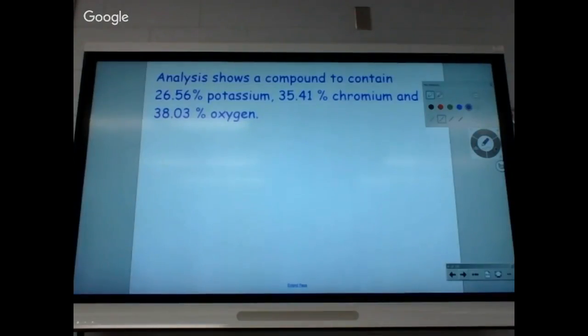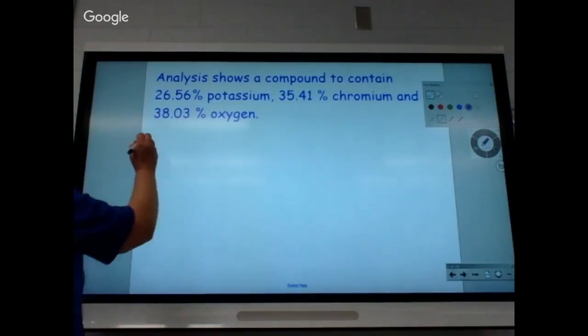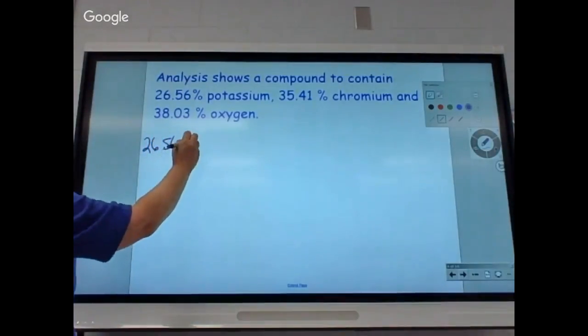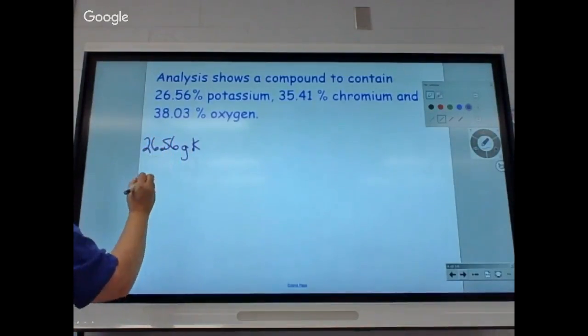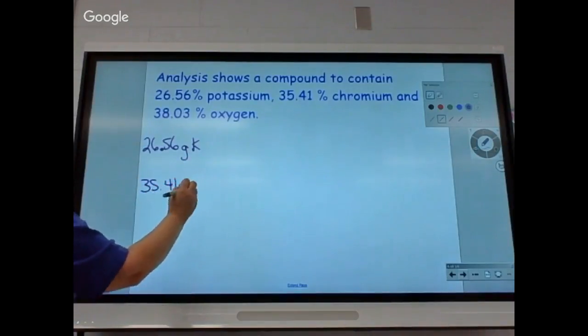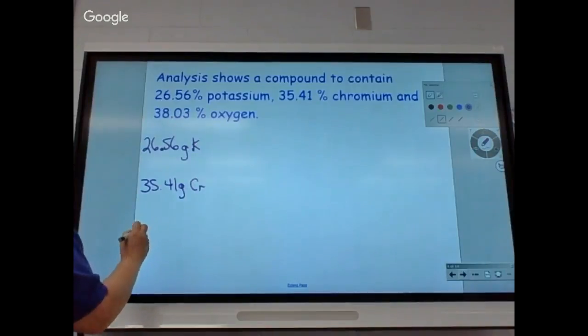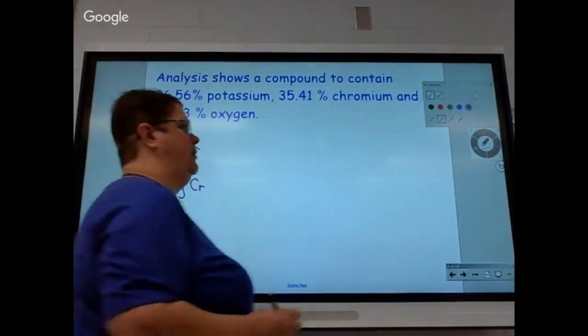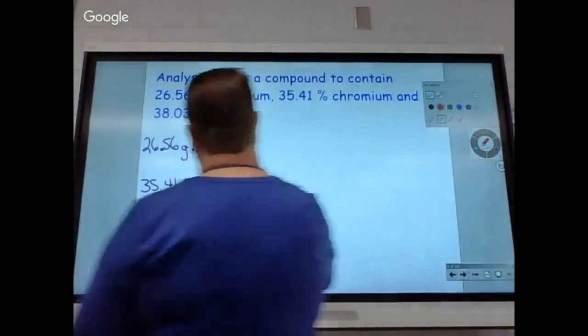All right, we got it written? All right, so we start with what? What do we do first? Get rid of the... All right, so 26.56 grams, and I'll write the elements this time since I didn't do that last time. 35.41 grams of Cr and 38.03 grams of O. All right, we're all converted to grams. What do I do next?